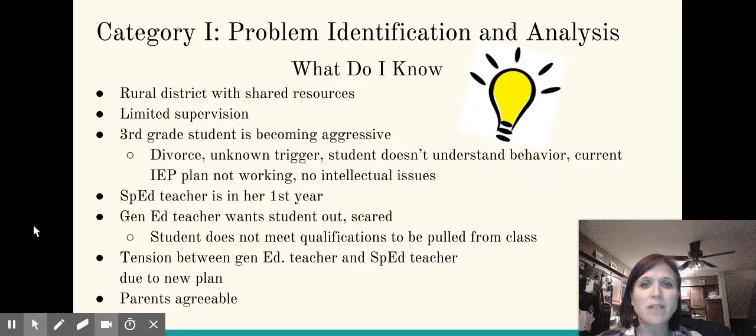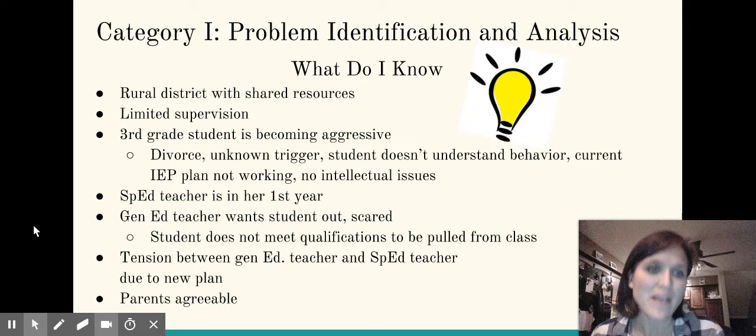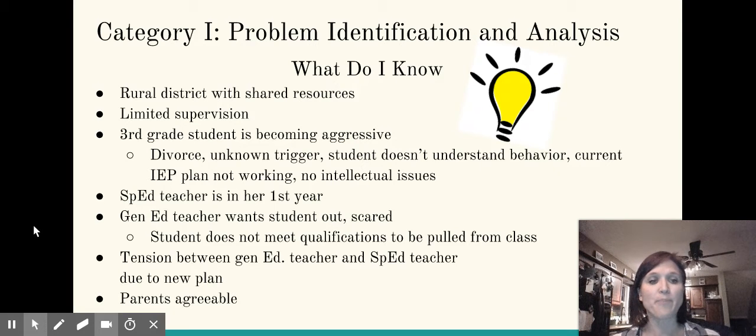His current IEP plan is not working, and the IEP plan and diagnosis does not indicate any intellectual issues. So it is just a purely behavior plan. The special education teacher is within her first year. She's newly graduated. And the general education teacher, who is a veteran, wants the student out. She's scared and doesn't understand that the student doesn't meet the qualifications to be pulled from class.